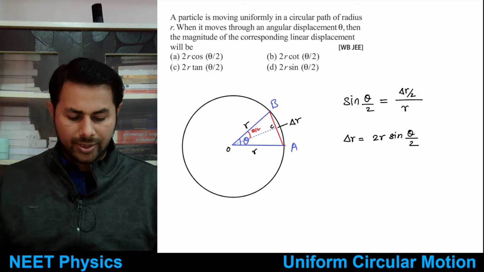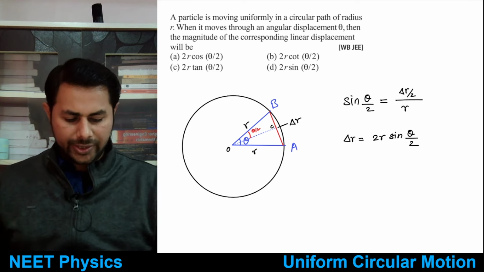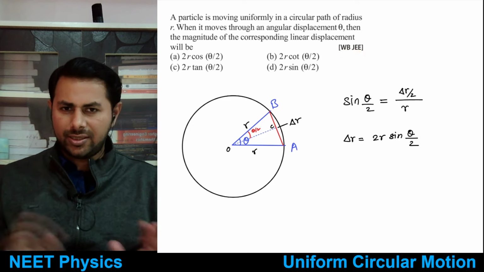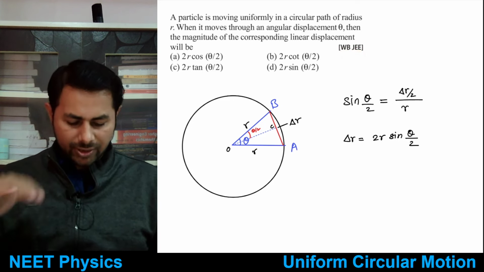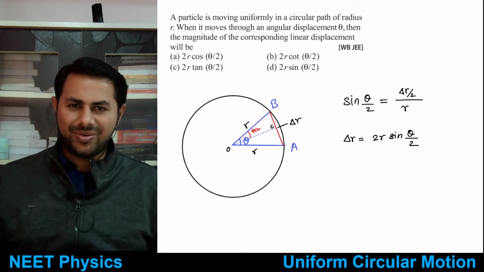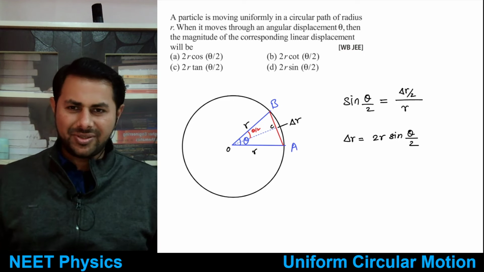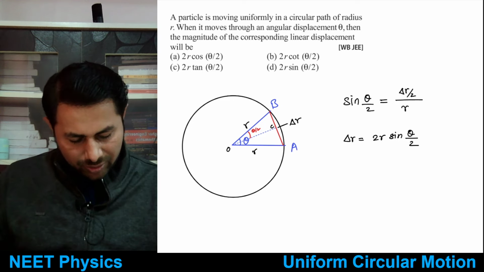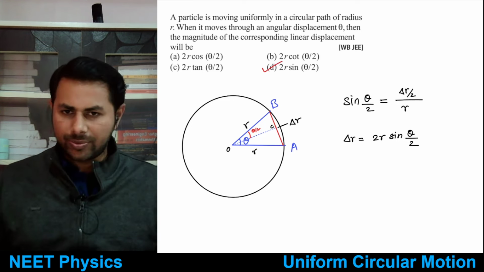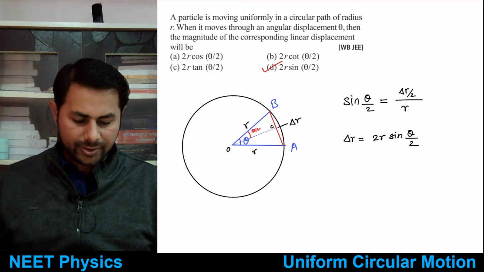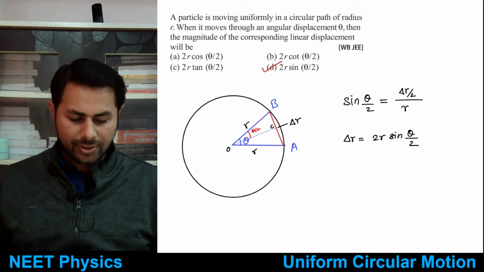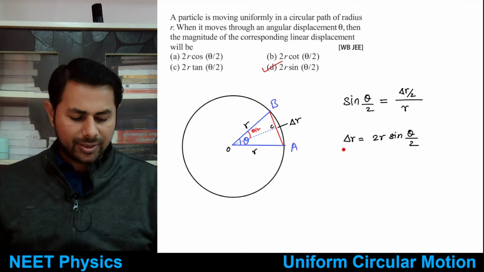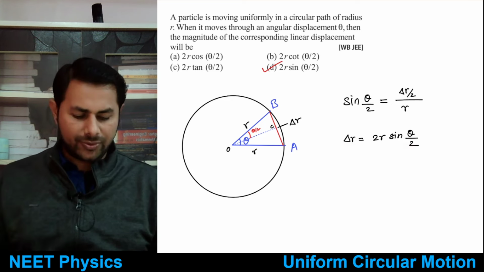Okay, good. Now this question is not asked in NEET, but it is asked in different exams which have a similar difficulty level as that of NEET. That's why I have taken it. So see, displacement is 2r sine theta by 2, so it is option D, right? Now you can just remember this thing, and it will be helpful for us also.